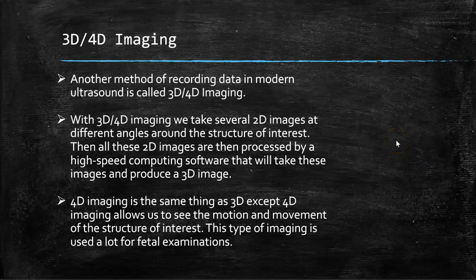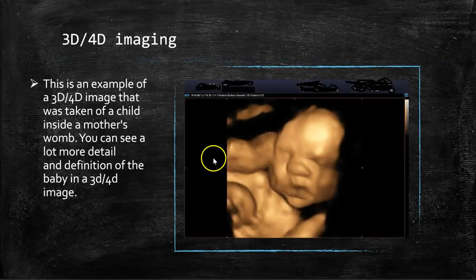3D imaging. We take several 2D images at different angles around the structure of interest. Then all of these 2D images are processed by high-speed computing software that will take these 2D images and produce a 3D image. 4D is just like a 3D image, except it allows us to see the motion and movement of structures of interest. This is an example of 3D/4D imaging right here.